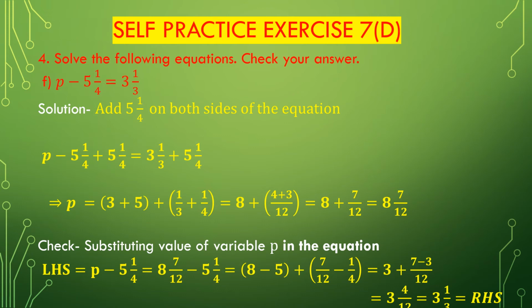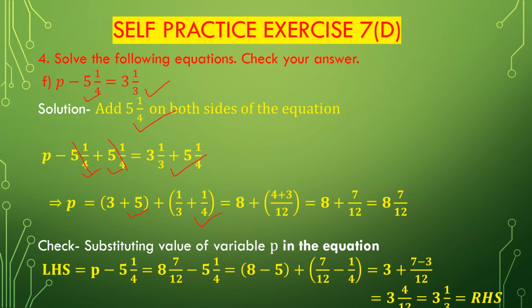Here minus 5 1 by 4, so we have to add 5 1 by 4 on both sides of this equation. So adding 5 1 by 4 on both sides of this equation, we get p minus 5 1 by 4 plus 5 1 by 4 equal to 3 1 by 3 plus 5 1 by 4. Cancel minus 5 1 by 4 and 5 1 by 4. That is p equal to, and here 3 plus 5 and 1 by 3 plus 1 by 4.